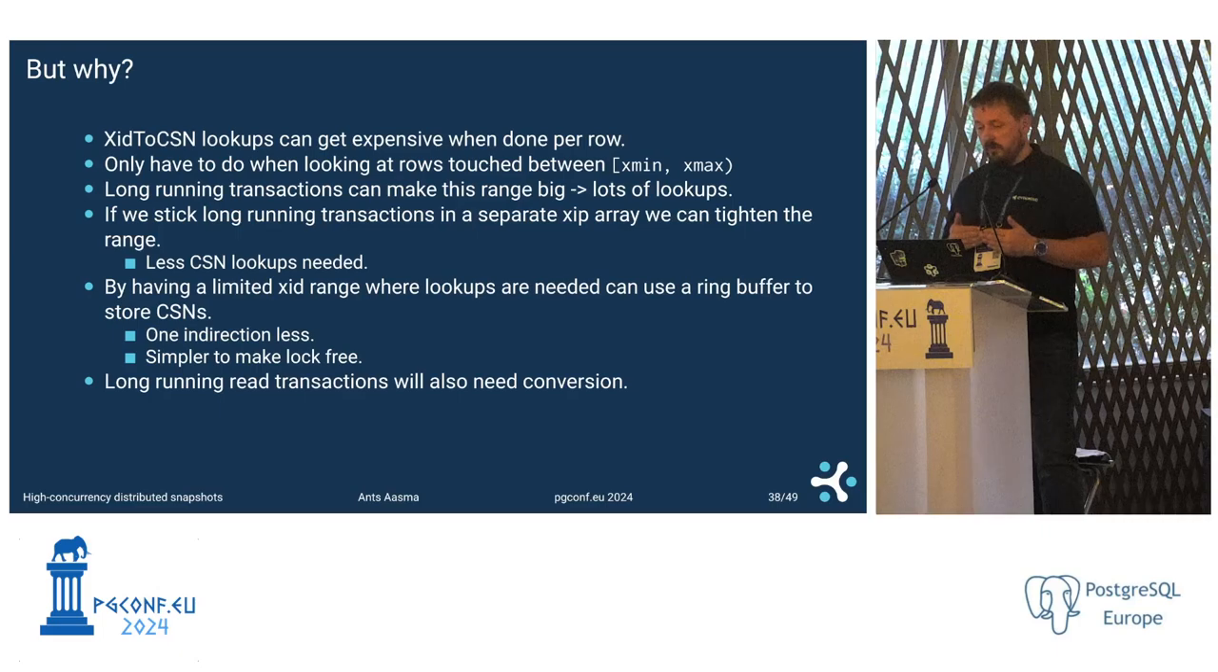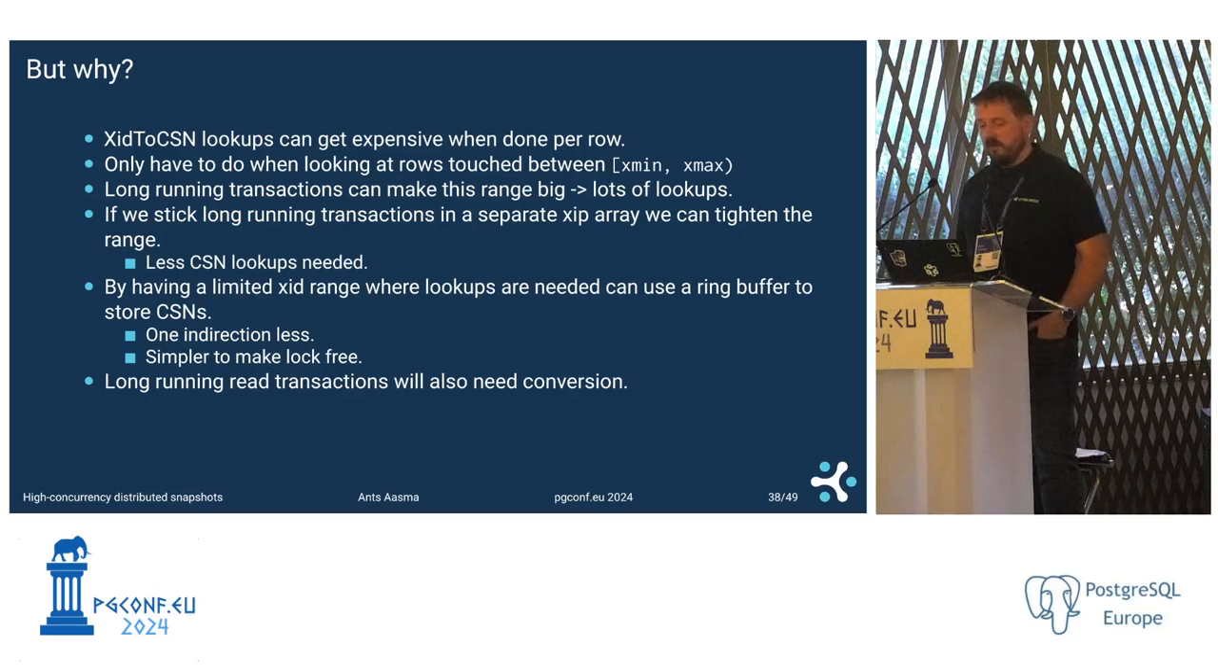So why do we want to do this? We have to look up the CSN for every row between xmin and xmax. But if we have any long-running transactions, so anything that is writing to the database and is doing that for minutes or hours at a time, that will make this xmin and xmax range be quite big. And this means that there are lots of rows that we have to look up.